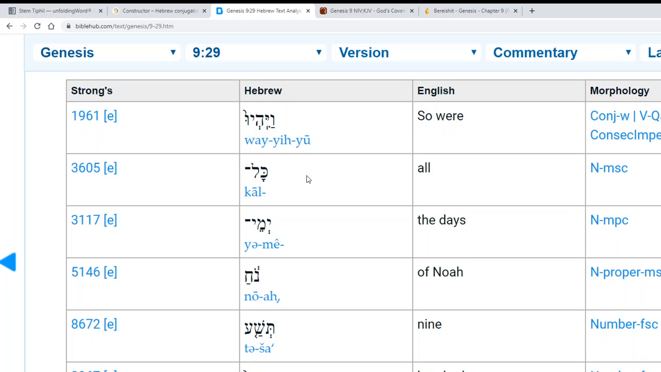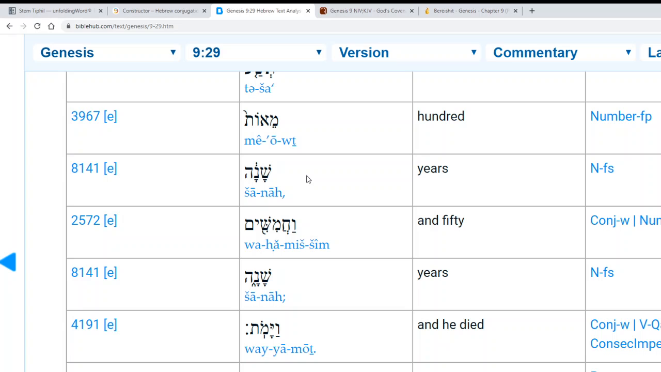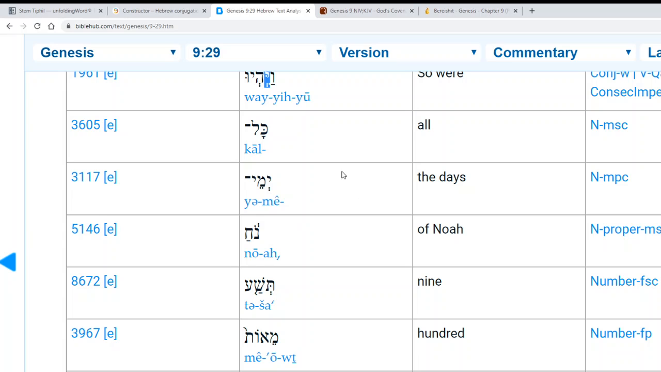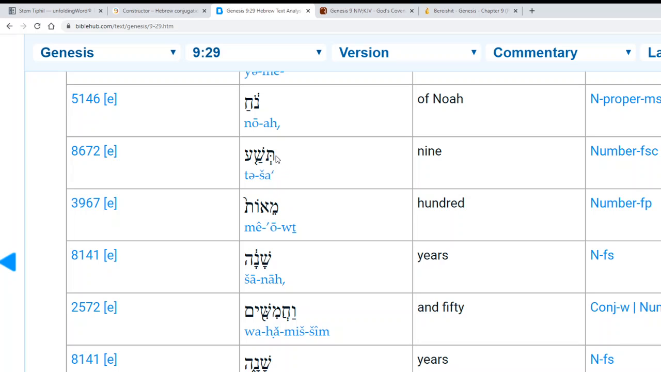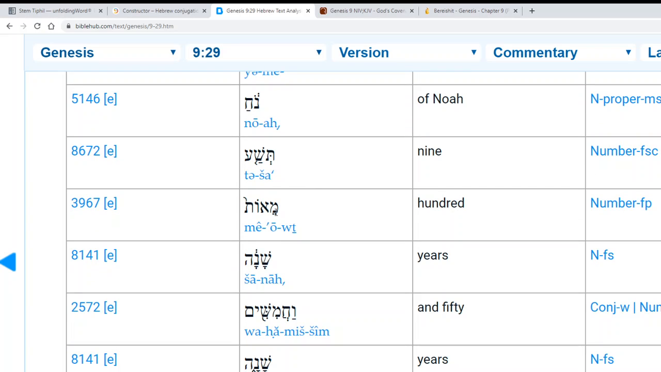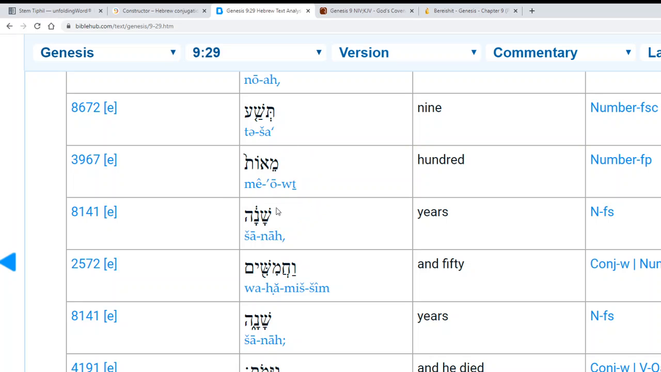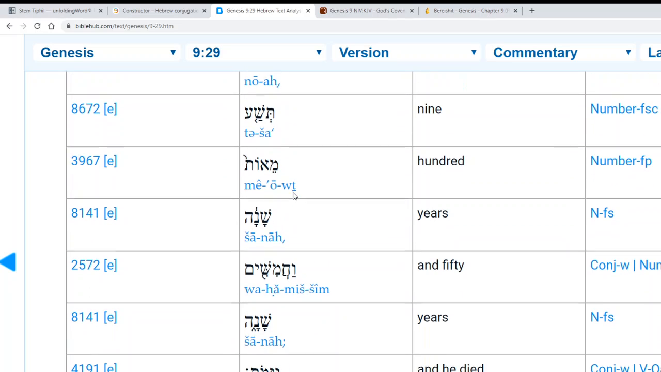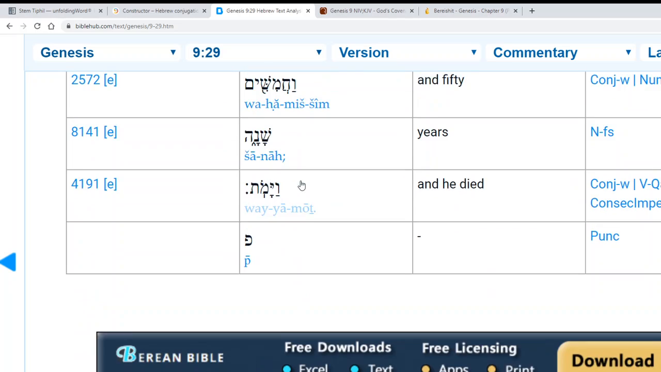Vayihyu kol yemei Noach tesha me'ot shana v'chamishim shana va'yamot. Okay, so conjunctive vav yihyu we've had many times, and were, right? This is the verb to be. Kol meaning all. Yemei is days in the smichut, in the construct form, right? All the days of Noach, right? Tesha me'ot, 9 and me'ot meaning hundreds, right? Tesha me'ot shana, 900 years. V'chamishim shana, and 50 years. So it's not 950 years. It's actually 900 years and 50 years. I'm guessing Rashi is going to have to say something about that.